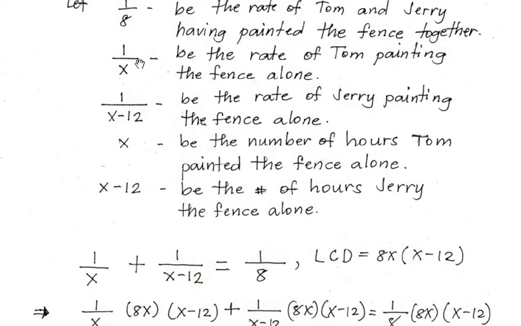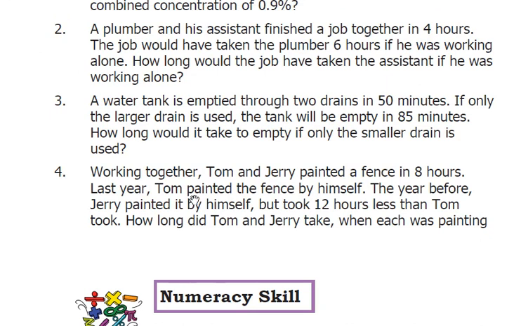Oh, how did we get the x and the x minus 12? Here's the idea. It says here, Tom painted the fence by himself. And the year before, Jerry painted it by himself, but took 12 hours less than Tom.